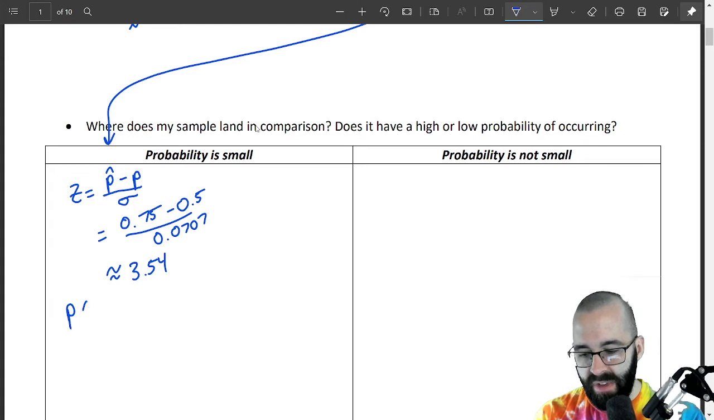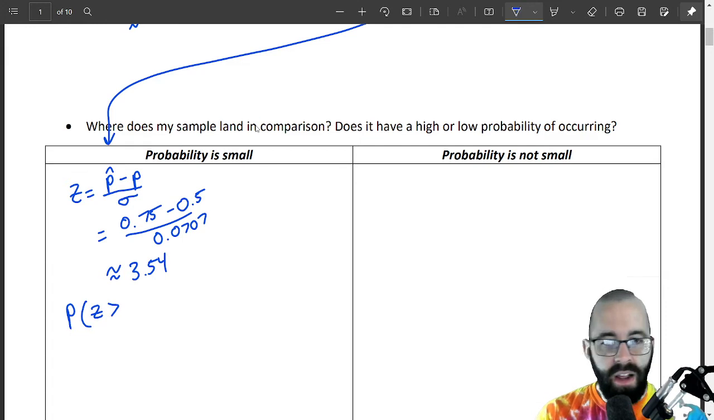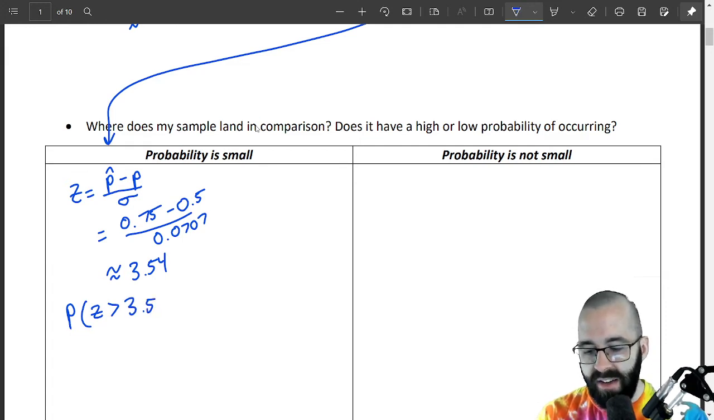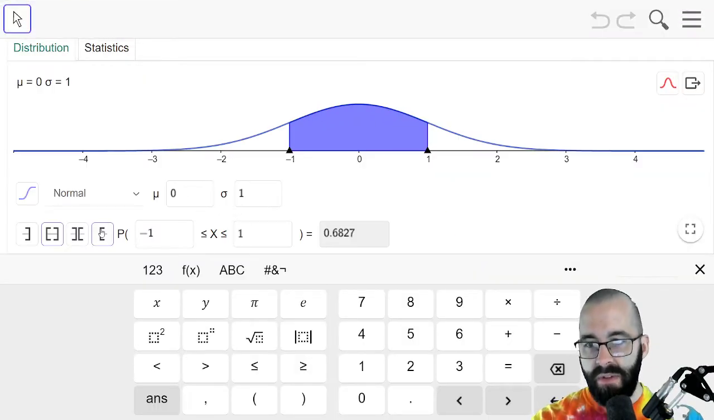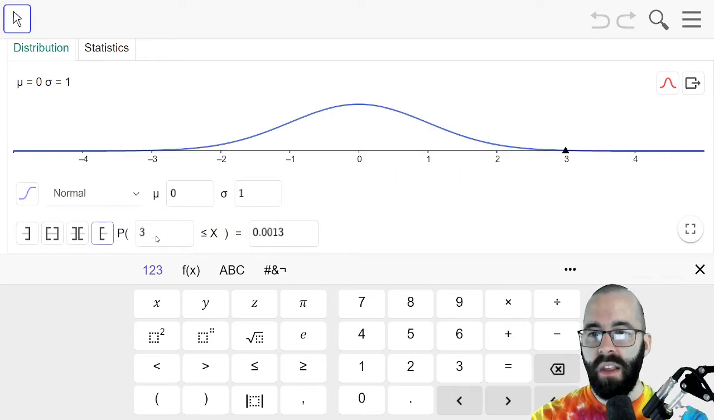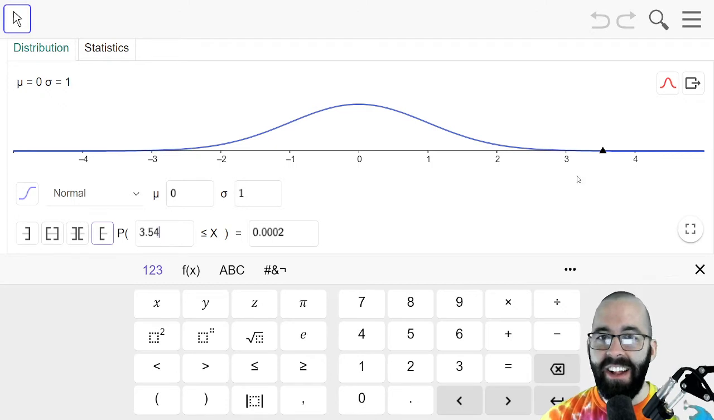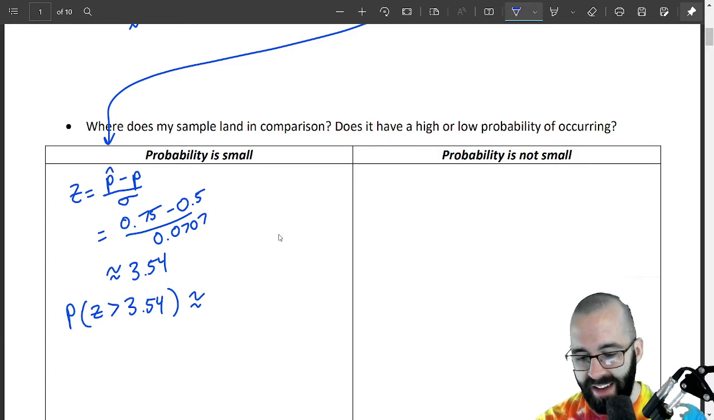Well, we can calculate it. The probability that a standard normal variable, or any normal variable, is 3.5 standard deviations above the mean, you calculate with GeoGebra or some other method. There's a lot of methods of doing this, but we have been doing it in GeoGebra. Standard normal, probability that we're bigger than 3.54 standard deviations. Oh, that's a small probability. The probability that we're to the right of this little triangle, it's almost nothing. 0.02%.